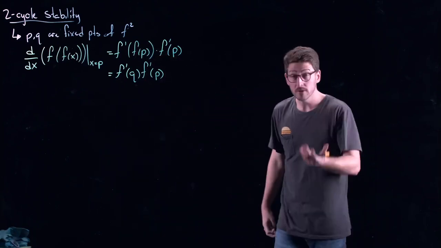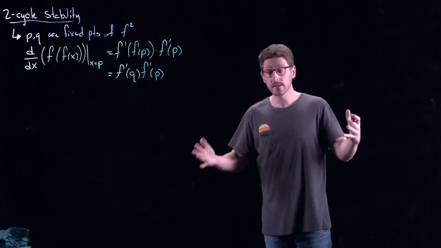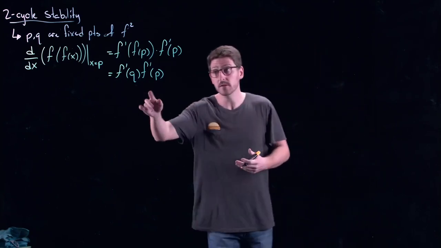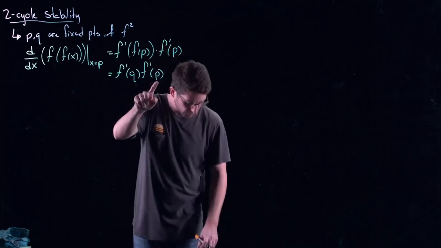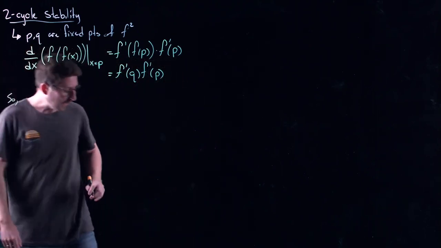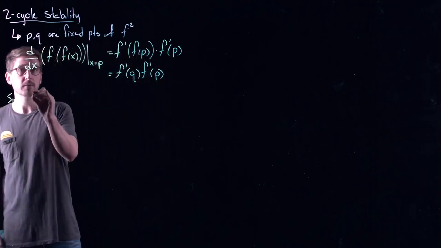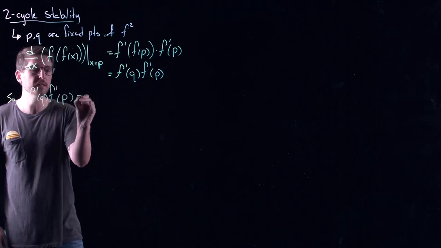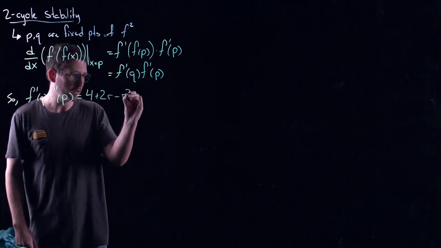Or you could have a 3 cycle, and you just take the derivative and evaluate it at each element and then multiply them all together to get your multiplier. You could have a 10 cycle, do the same thing, right? Just a bunch of derivatives. It's only a first derivative at every single step, and it's just evaluated at each point on the cycle. So in our case, you can actually compute this. So I'm going to just leave it for you to have a little bit of fun here, but f prime of q, f prime of p, it just takes a little bit of symbolic manipulation. You can do it. 4 plus 2r minus r squared.